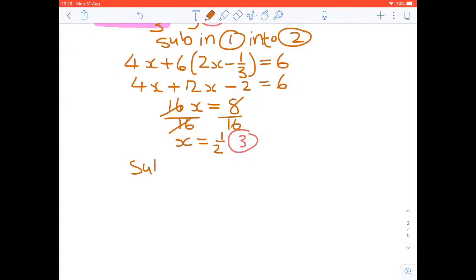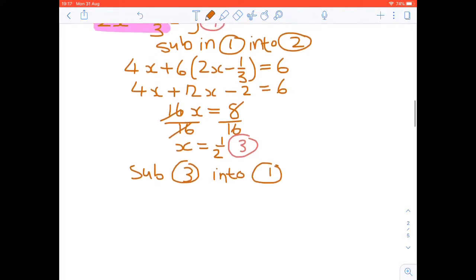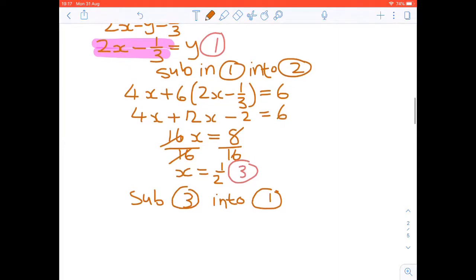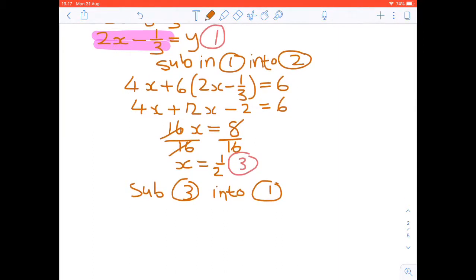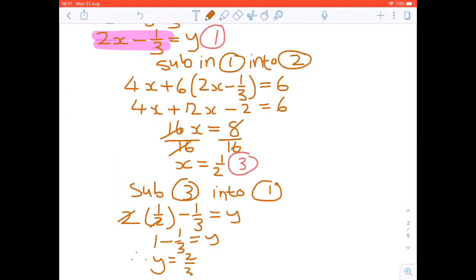Sub 3 into 1. So we're now substituting x equals a half into our first equation, which is 2x minus a third equals y. So we can get the y value. So 2 times a half minus a third equals y. So we're left with those 2's cancel, so it's 1 minus a third equals y. So therefore y is equal to 2 over 3.